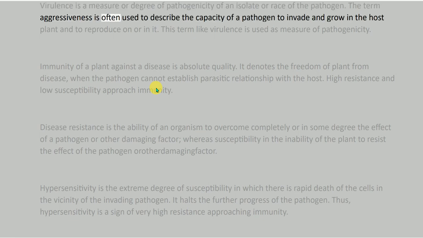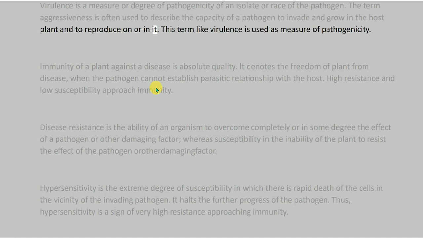The term aggressiveness is often used to describe the capacity of a pathogen to invade and grow in the host plant and to reproduce on or in it. This term, like virulence, is used as a measure of pathogenicity.